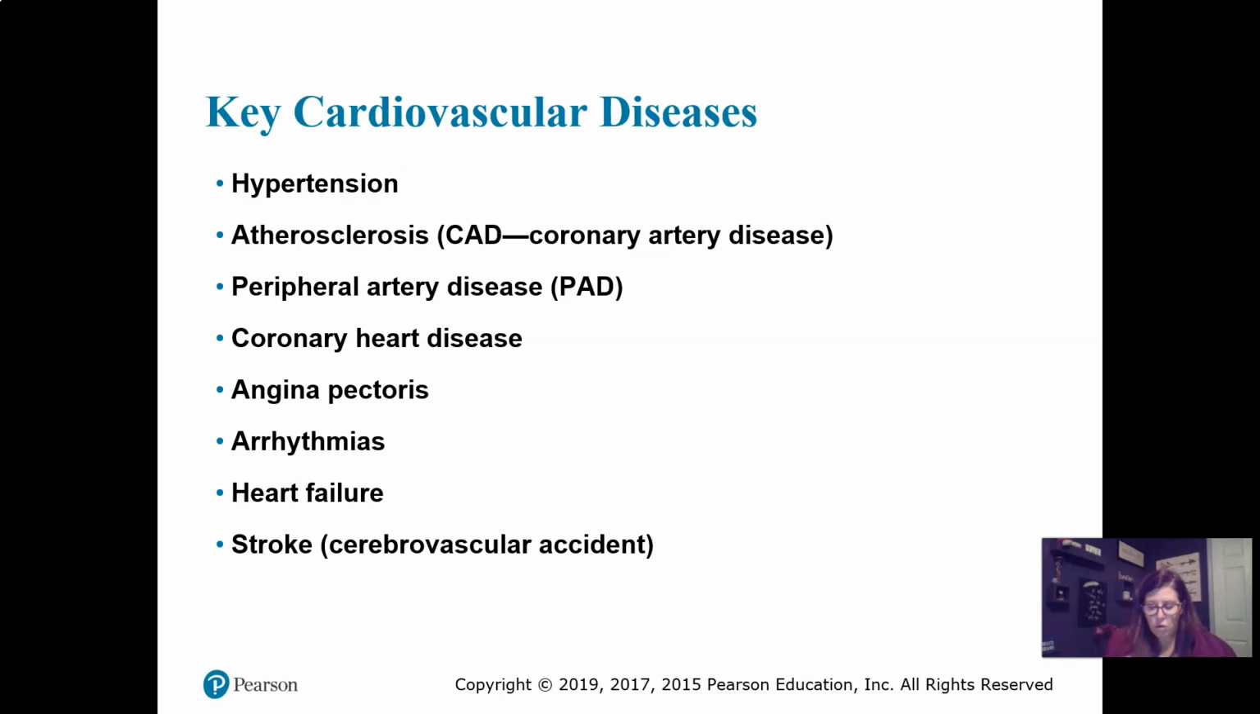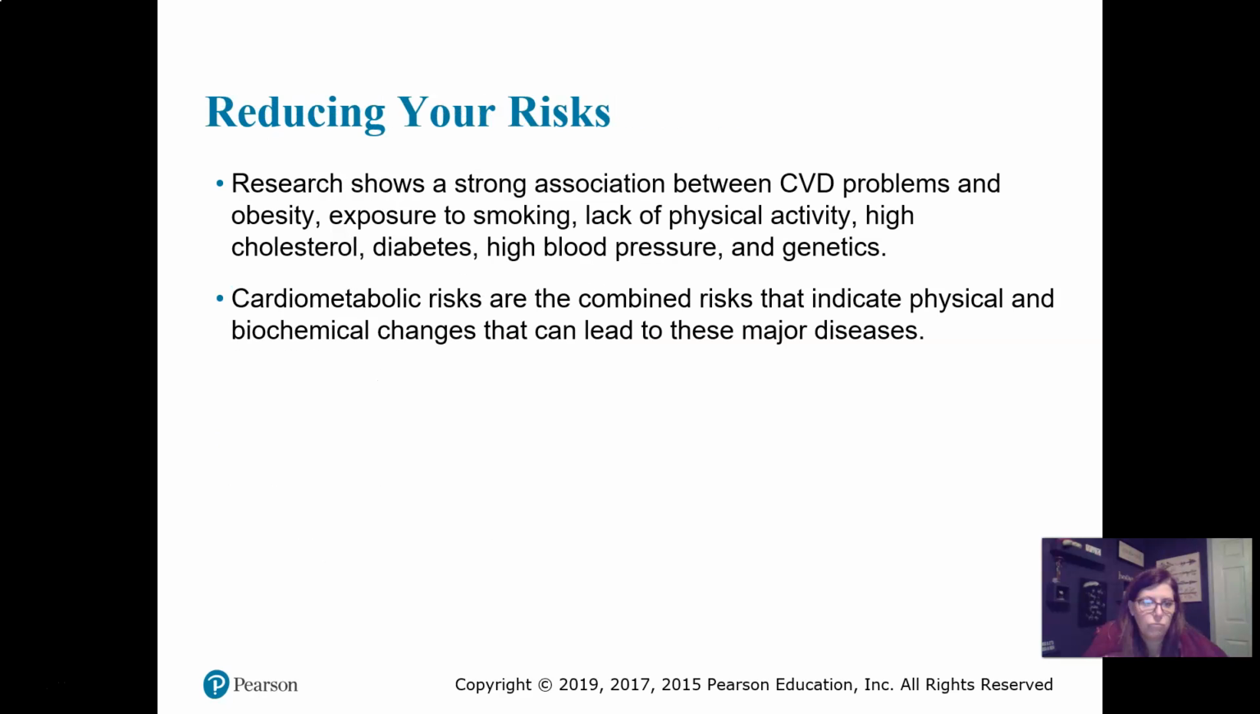And then we have stroke, also noted as cerebrovascular accident. And that occurs when the blood supply to the brain is interrupted.